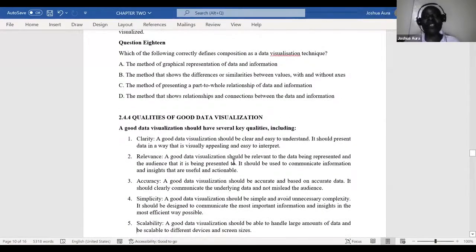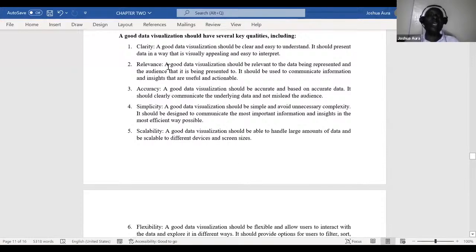So 2.44, qualities of good data visualization. A good data visualization should have several key qualities, including clarity. A good graph should be clear and easy to understand. It should present data in a way that is visually appealing and easy to interpret. Relevance. A good data visualization should be relevant to the data being represented and the audience it is presented to. It should be used to communicate information and insights that are useful and actionable.